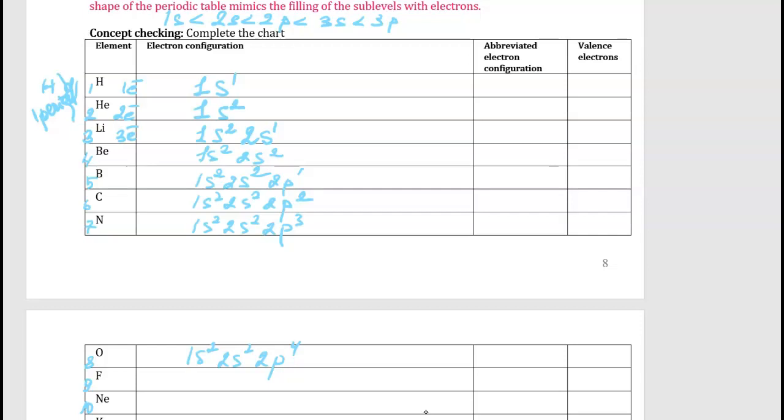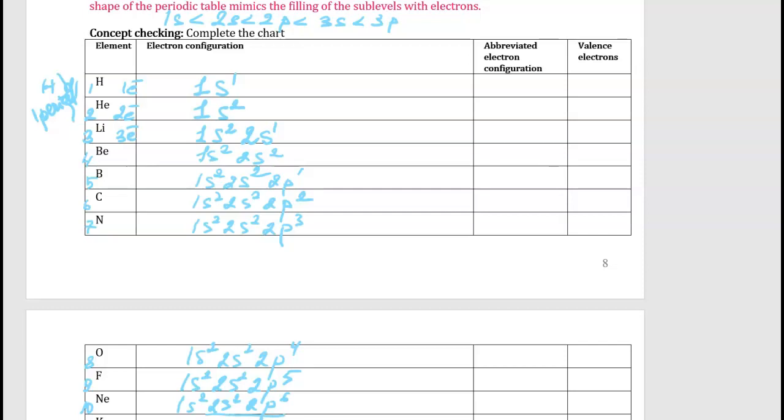It can be 6. So we still have place for 2 more, right? And fluorine: 1s2, 2s2, 2p5, and neon: 1s2, 2s2, and 2p6, right? And it's done. Okay, so it's done. No more electrons on the 2p subshell, right? No more electrons on the second shell because it's already 8, correct?